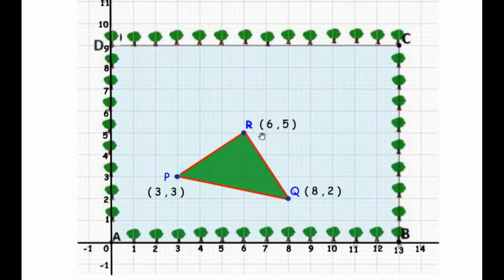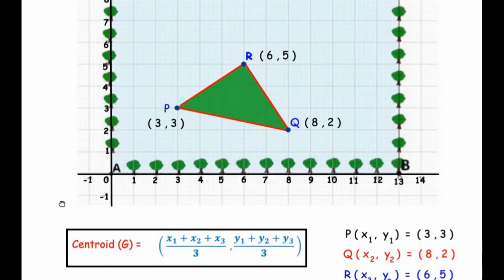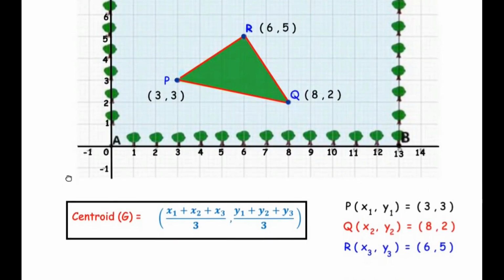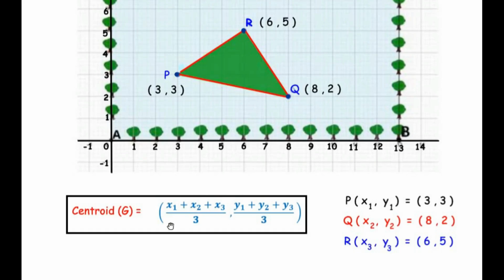Now once we have got this, let us write down the formula for the centroid of a triangle. So the centroid is denoted as capital G and its formula is given as (x1 plus x2 plus x3) over 3, (y1 plus y2 plus y3) divided by 3. Here I have considered the coordinates of P as x1, y1, coordinates of Q as x2, y2 and for R x3, y3.